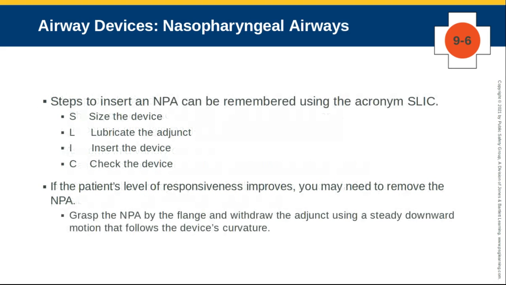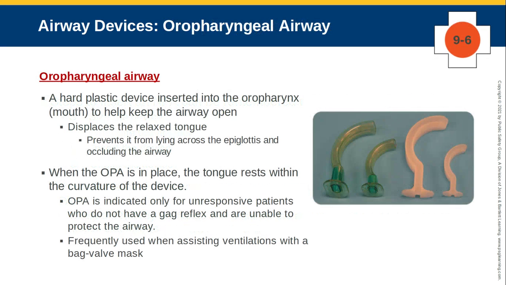To insert an NPA, we've got this acronym. We want to size the device. We want to lubricate the adjunct. They'll come packed actually with a surgical lubricant that helps it go in. We want to insert the device and then check for its patency, its effectiveness, and if the patient's level of responsiveness improves, we can remove the NPA, considering that the patient can breathe on their own.